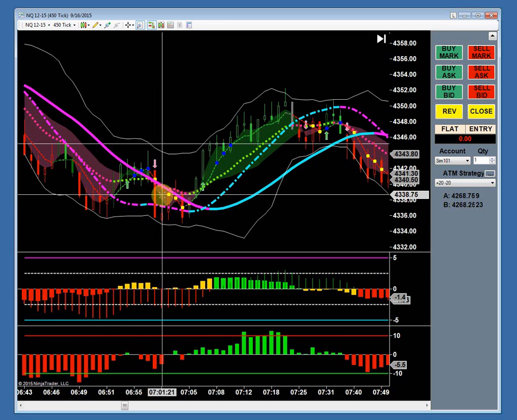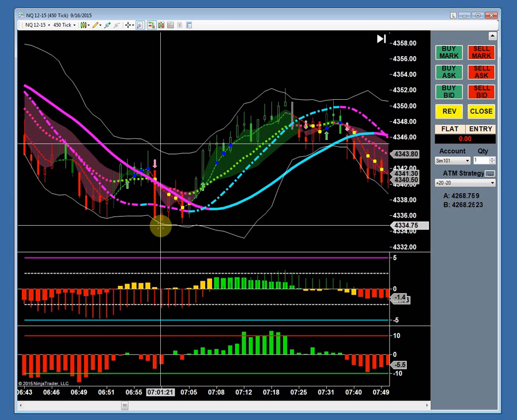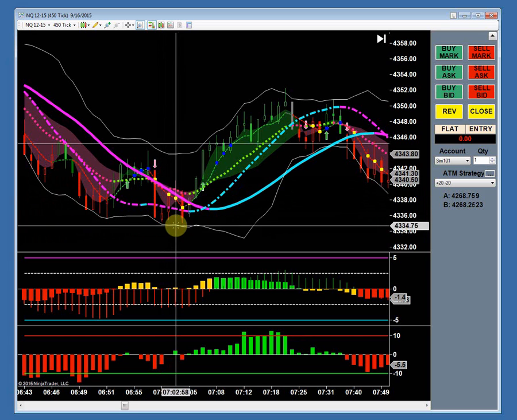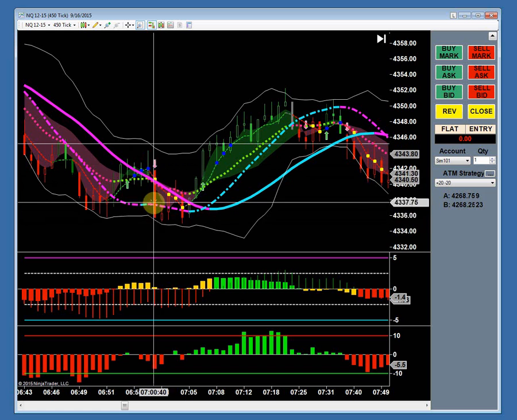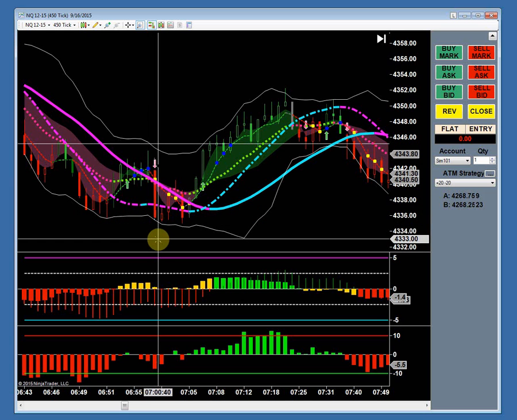Now, the pullback, the signal line at 38.75 did come all the way down to 34.75, giving you a 3-point trade. But that's too much whipsaw. Whenever you see whipsaw, you want to run and hide.